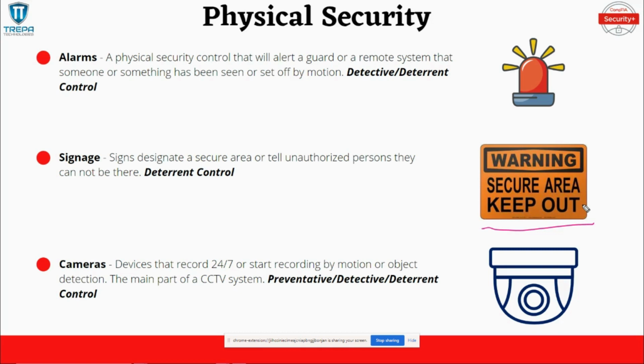And then we have cameras. Cameras are a part of a CCTV system that records an area in your work center. So cameras are devices that can either record or be set off by motion and start recording. And they are pretty much every control, right? They're preventative because if someone sees them, they may not want to enter. They're detective because they're going to be able to detect somebody. And then they're deterrent also because someone that might see it may be deterred a little bit, but it's not fully stopping them like a fence would, right? Or a bollard will physically stop. So cameras are considered all three types of controls.